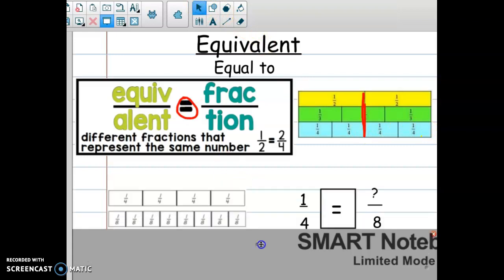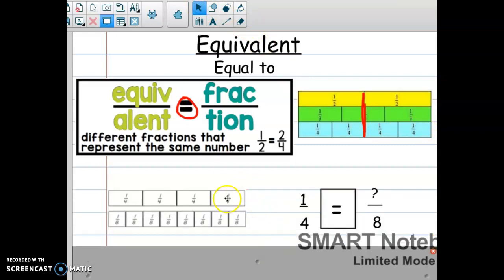Let's practice. Here are fraction bars for fourths and eighths. If I'm trying to find an equivalent fraction for 1/4, how many eighths are equal to 1/4? That's right. 2/8 are equivalent to 1/4. They cover the same part of the whole.